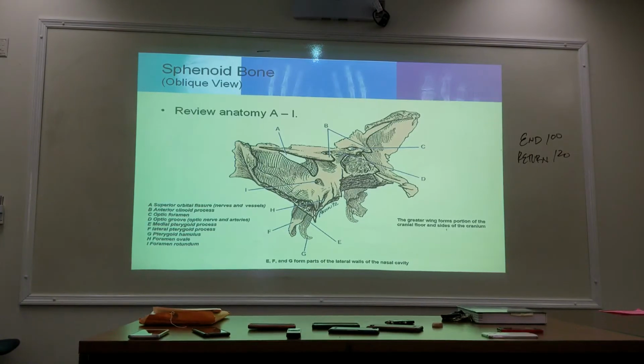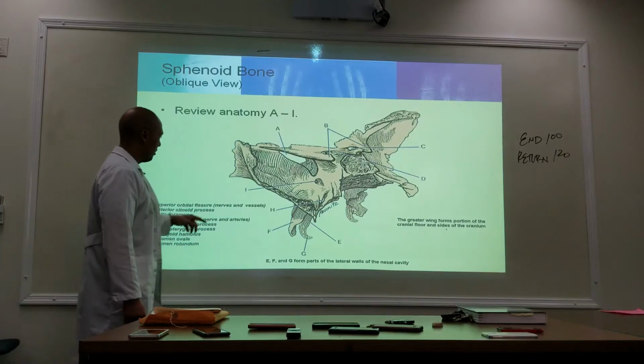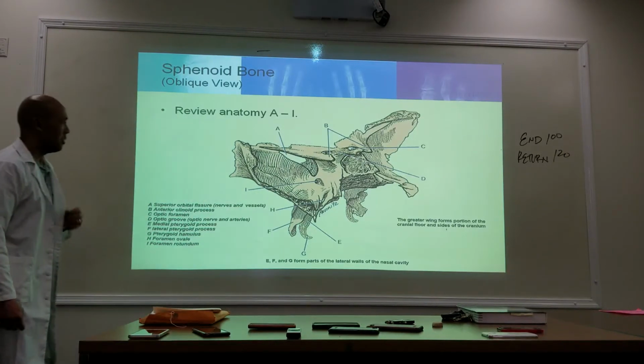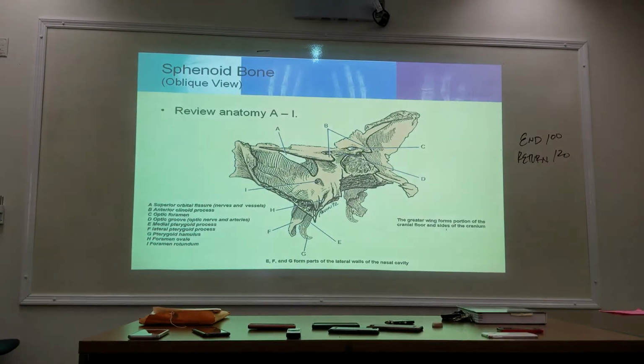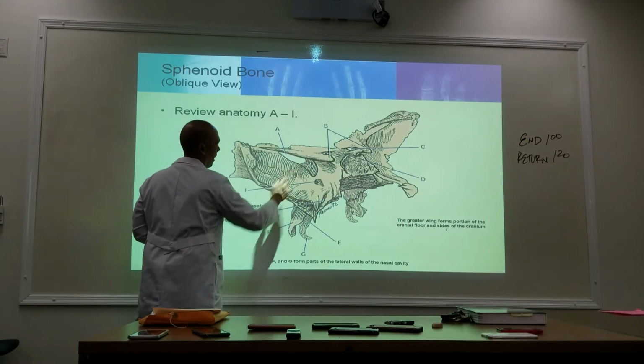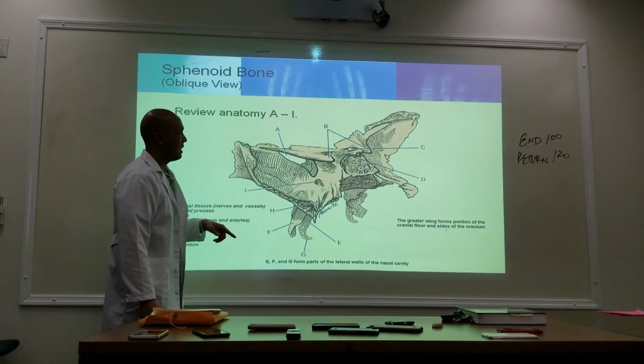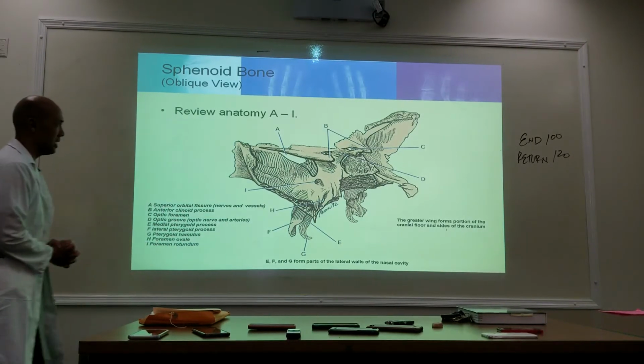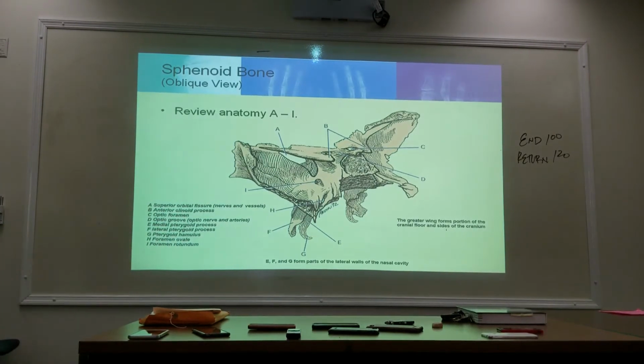Anyways. Alright, so if we start off with A, A is the superior orbital fissure, and this allows passage for the nerves and vessels related to the eyes. The superior orbital fissure is this area right here. Then we have B, the anterior clinoid process.